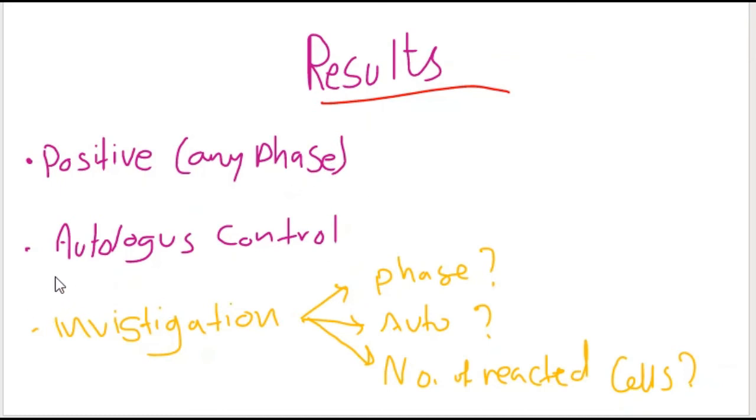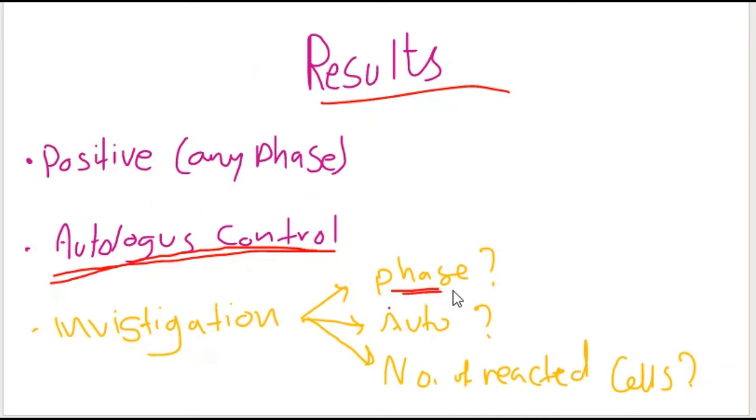Sometimes we run an autologous control together with the antibody screening test. Autologous control means we will use patient serum and patient cells together. So we will incubate them together and add the enhancement media to the reaction. To understand the result, we have to ask these questions.